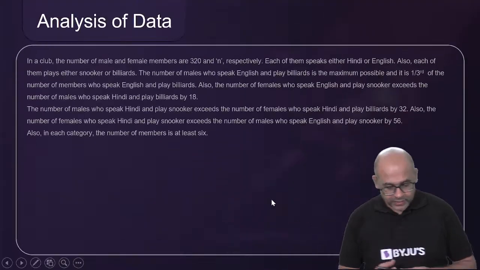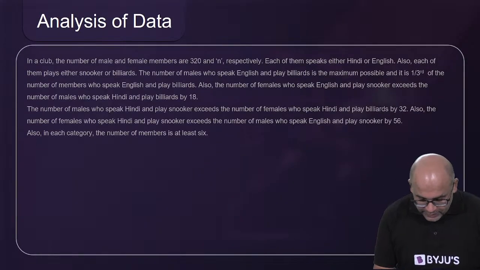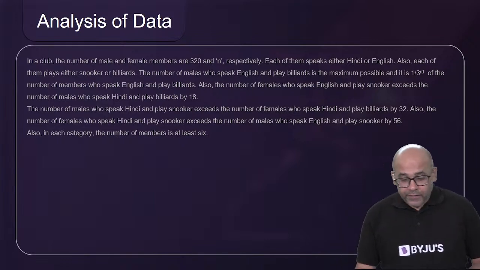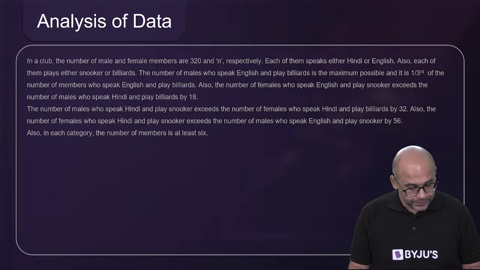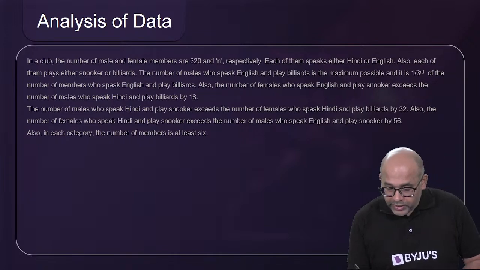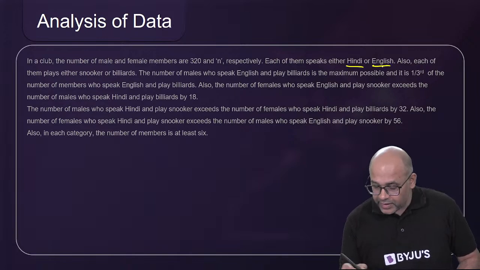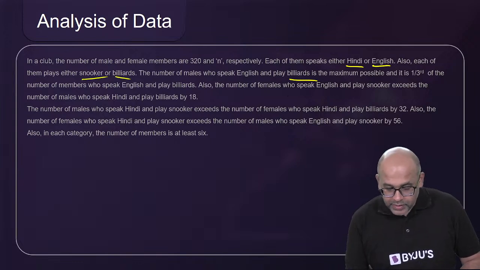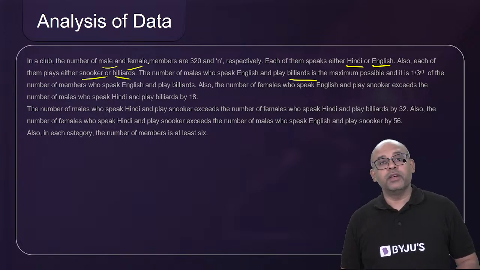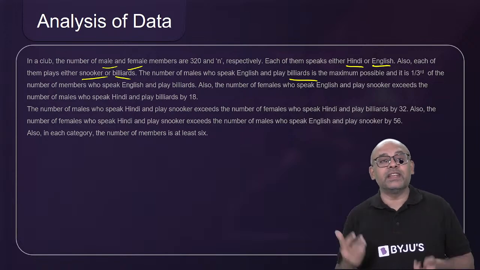Okay, that's the answer. But before we move on to the answer, let's analyze and try to get to the answer. First question to all of you is, how do you deal when there are Hindi and English, billiards and snookers, and you have male and female? You have totally 6 categories.